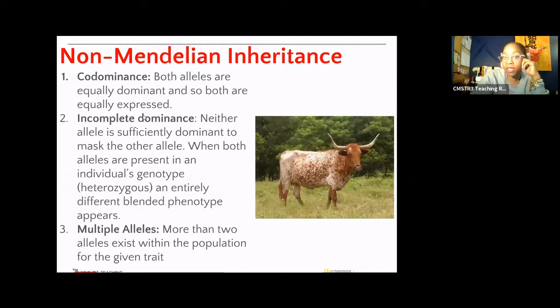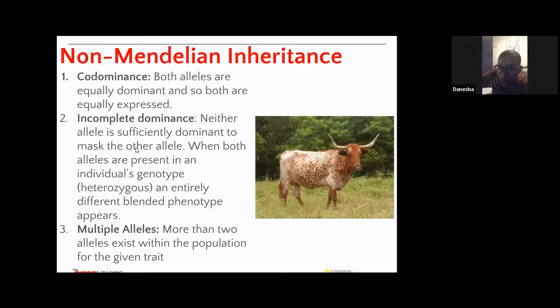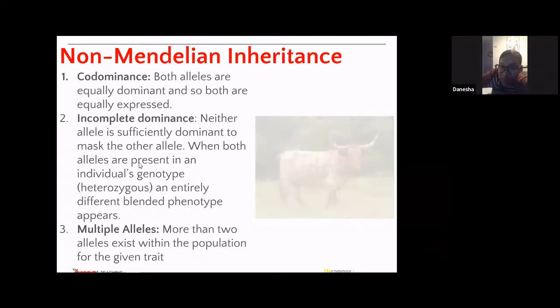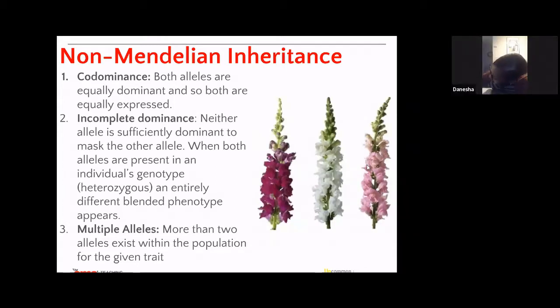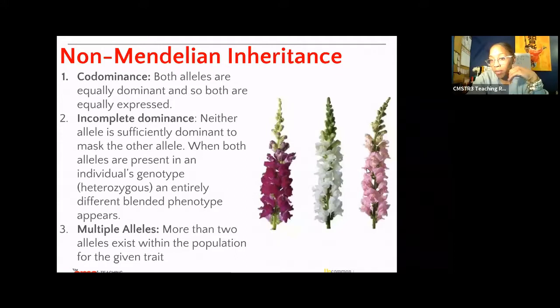Incomplete dominance is similar to codominance. However, here, neither allele is quite dominant enough, so you usually end up with a blend between the two. So codominance, you end up with like a spotted mottled appearance. In incomplete dominance, you're gonna end up with a blend, kind of like in these snapdragon flowers. So in snapdragons, the pink and the white, neither one of them is fully dominant. So if you cross the two, you end up with a pink, because they're just gonna form a blend instead of making it purple and white if it was a codominant situation.